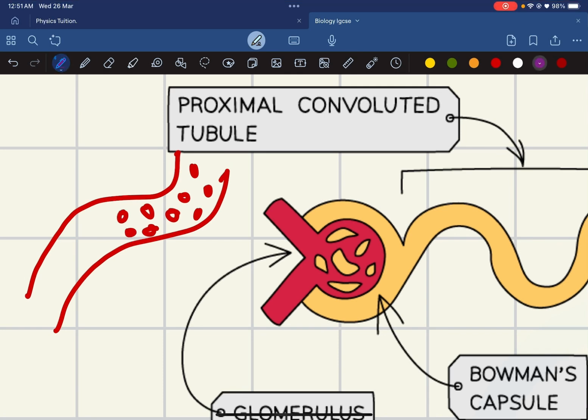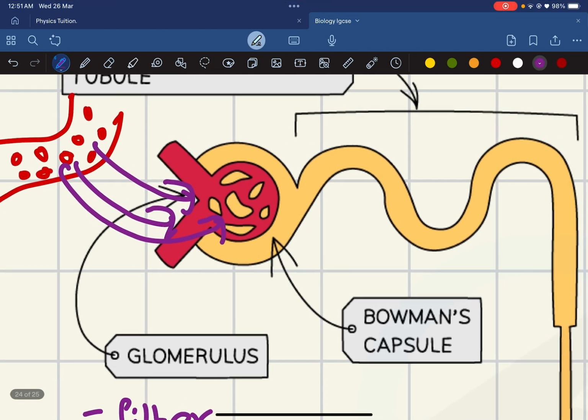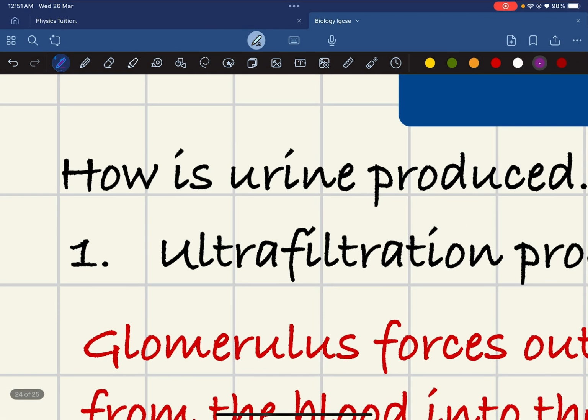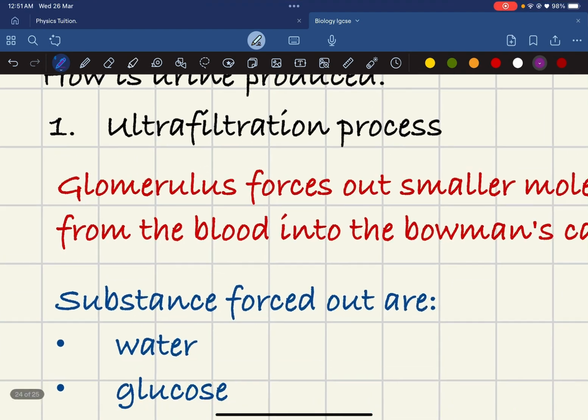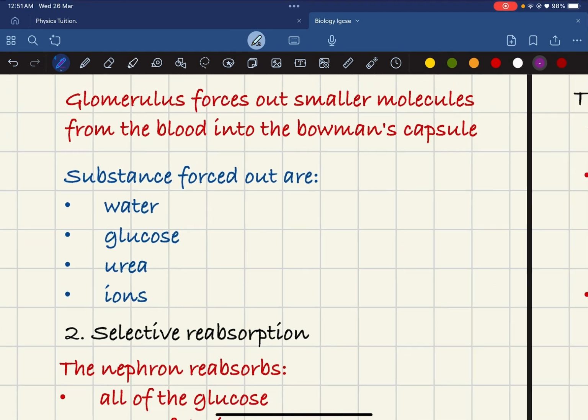So your glomerulus has a really high pressure, so it acts like a vacuum. It vacuums out the smaller molecules from inside your glomerulus and into the Bowman's capsule, okay? So that's what ultrafiltration is. It's like your blood is getting filtered out and the smaller parts are getting absorbed out of your glomerulus, okay?